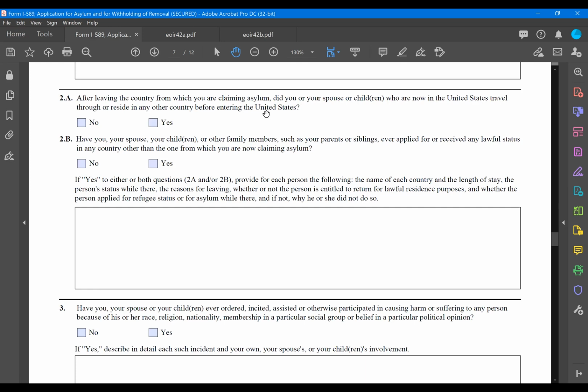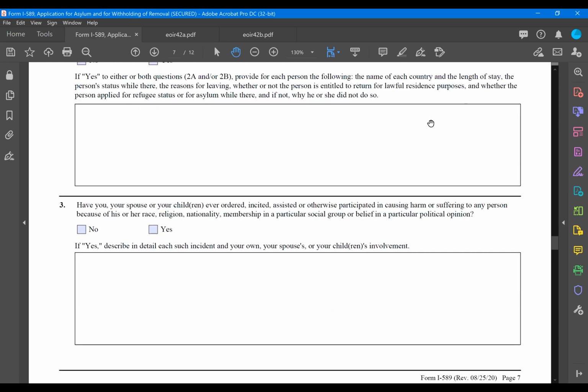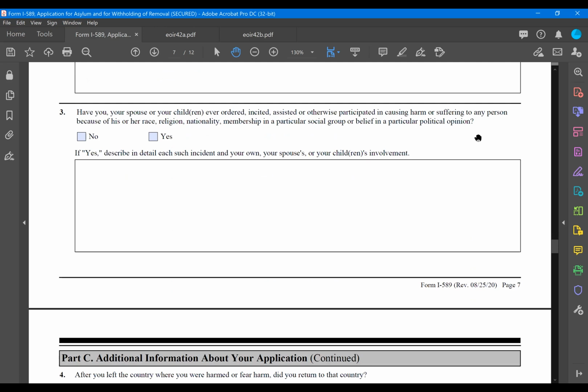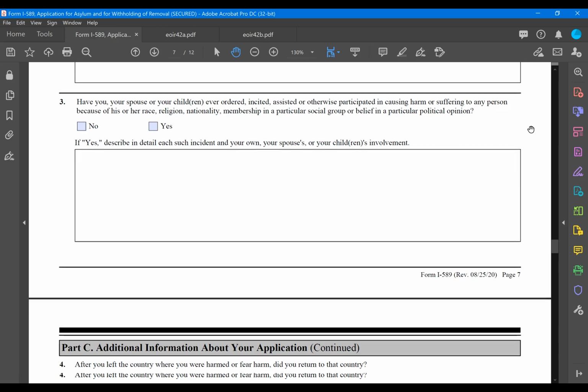This asks if they ever traveled through another country to reach the US. And if they did, you have to give that information and whether they applied for any status. For example, coming through Guatemala, they probably traveled through Mexico. Did they apply for any status? How long were they there? Did they have any kind of permission to be there? This asks what we call a bar question, because if you have inflicted persecution on other people for a protected ground, then you can't seek asylum. You can't treat other people the same way and then come and ask for asylum.